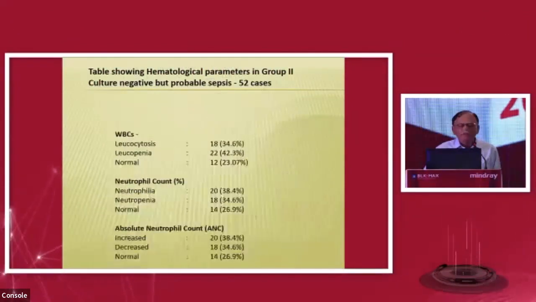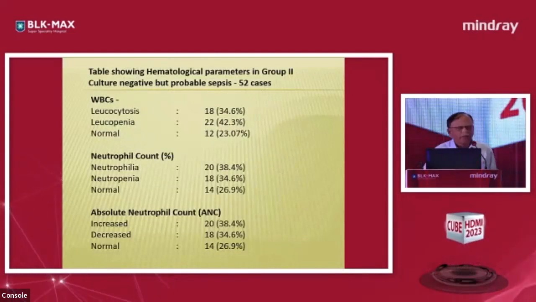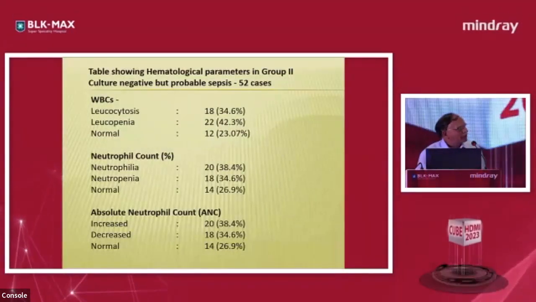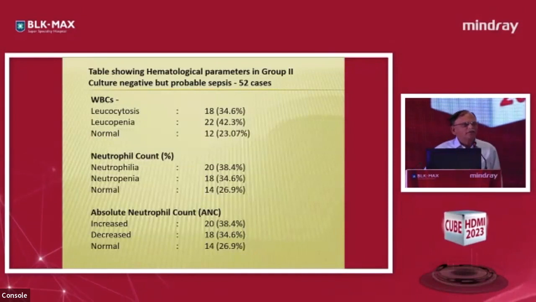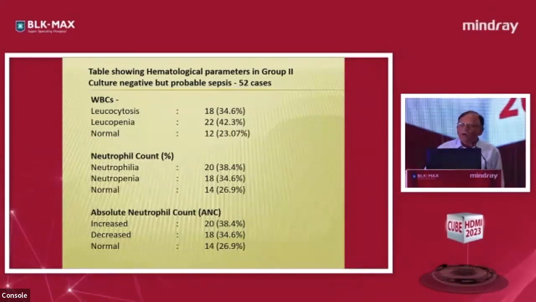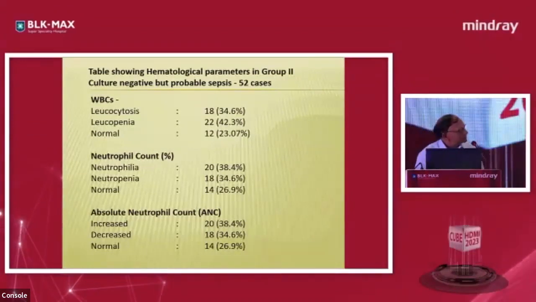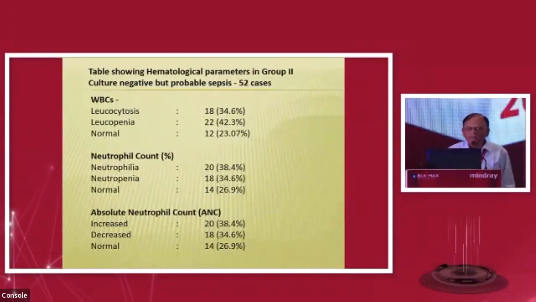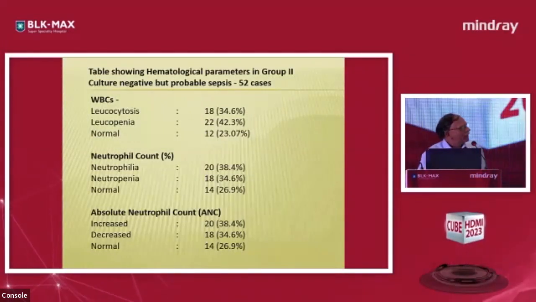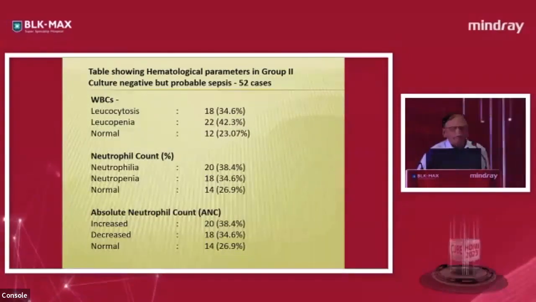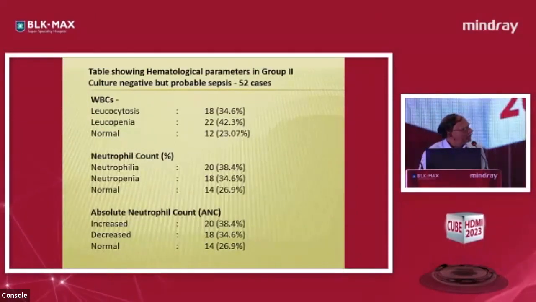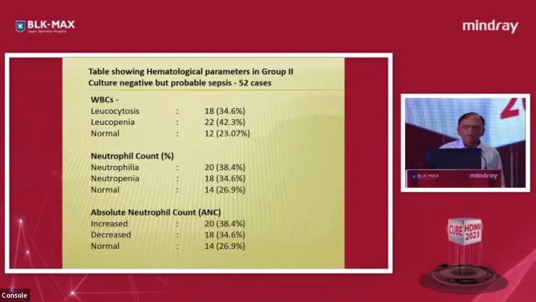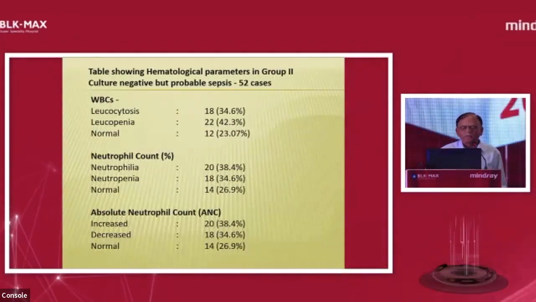Now this table shows hematological parameters observed in group 2, that is culture negative cases. 52 cases were culture negative, but all the signs and symptoms of septicemia were observed in these cases. And in this group, we had leukocytosis in 34.6% of cases and leukopenia in 42.3%. And neutrophil and absolute neutrophil count were raised in 20 cases, amounting to 38.4% and decreased in 18 cases.